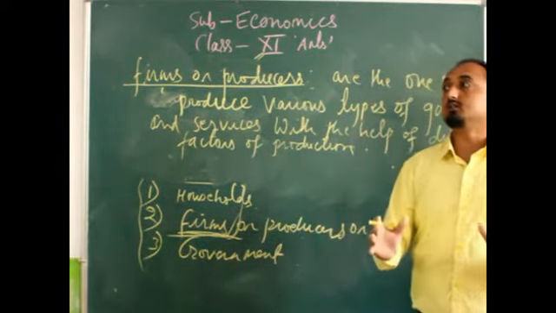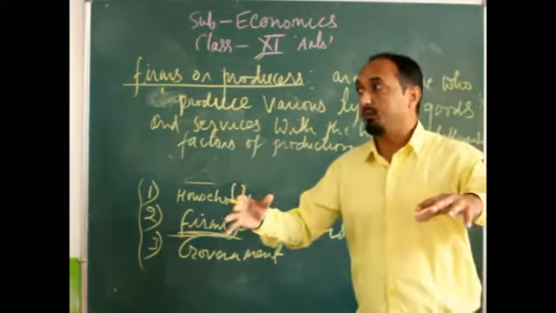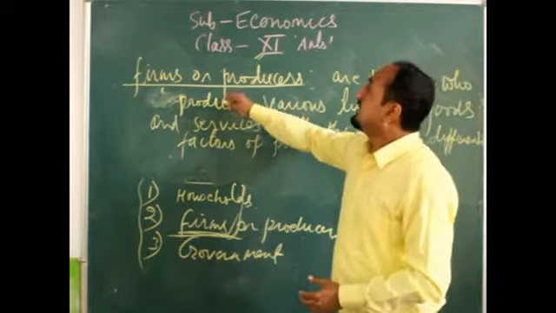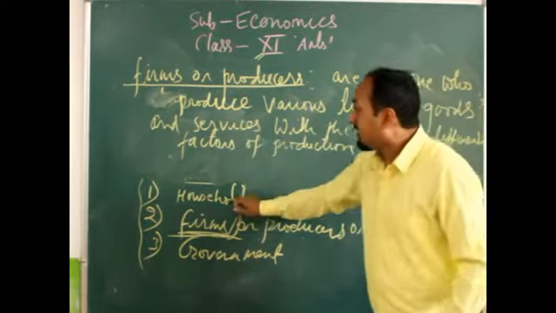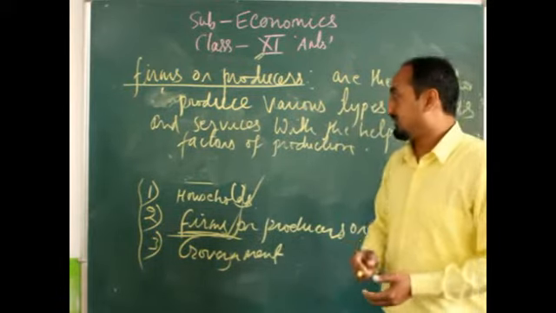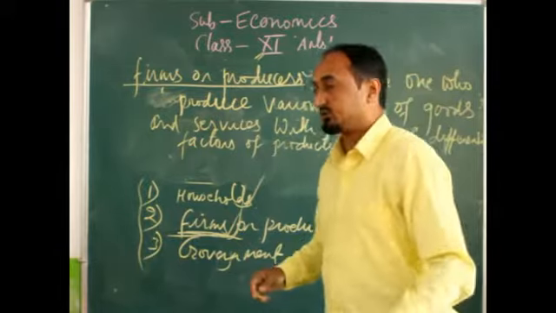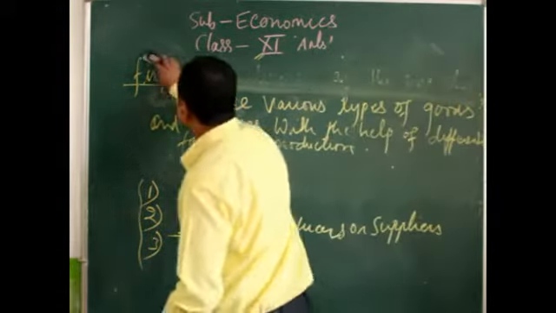And after production, those various types of goods and services will be supplied in an economy. And who will purchase that? Either the household will purchase that, or the government will purchase those goods and services. So that is the importance of these firms, the producers. Now next one we have government.